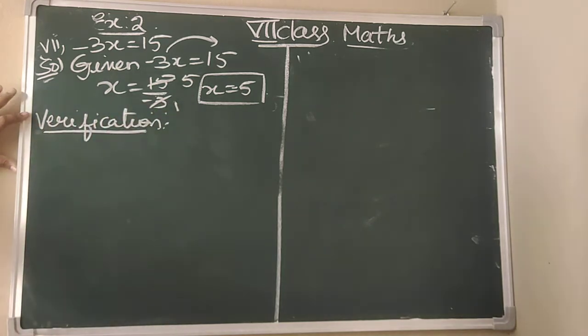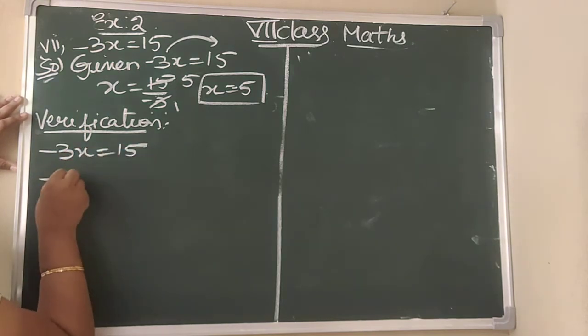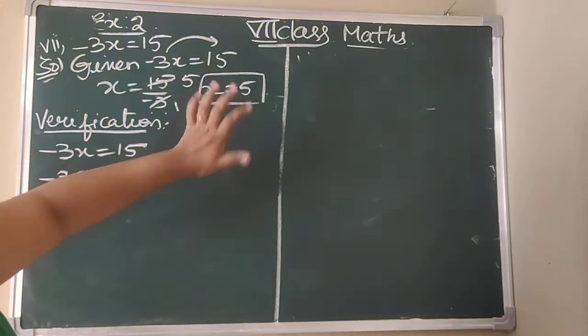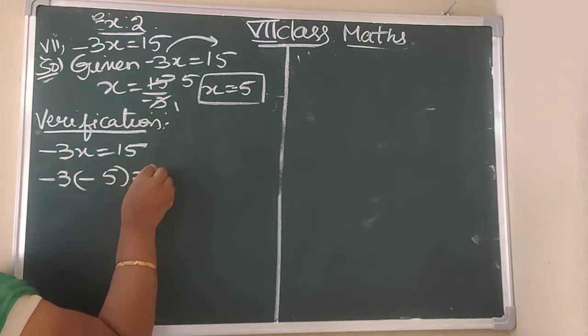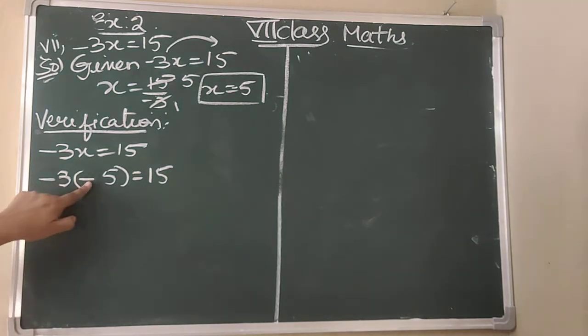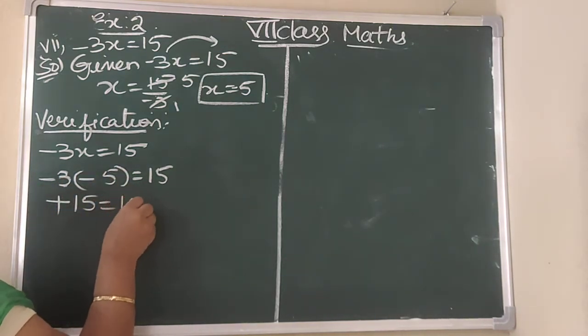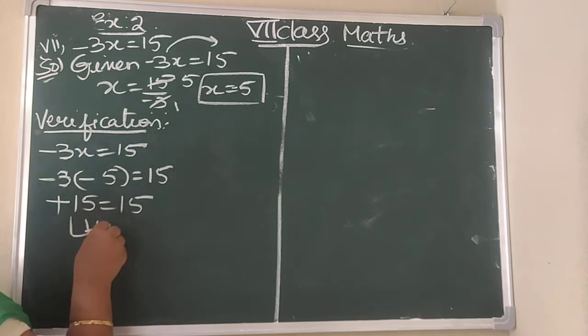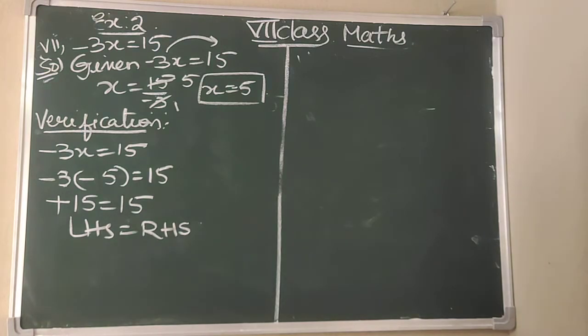Now we have to do the verification. Minus 3x is equal to 15. Minus 3 into the x value, which is how much? Minus 5. So minus 3 into minus 5 is equal to 15. Minus into minus will be plus. 3 fives are 15. That will be equal to 15. So the LHS part is equal to the RHS part. So what we did is a correct answer. So this is our seventh solution.